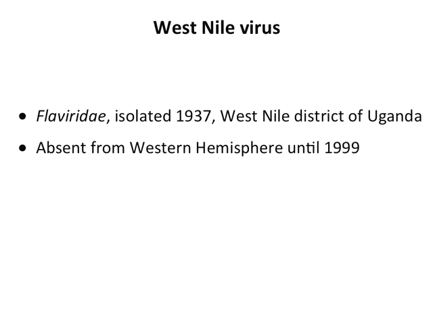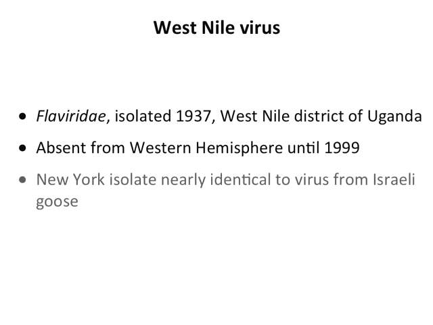1937, not present in the Western Hemisphere until 1999. And that year, it arrived in New York City. Anybody remember that? It came to New York City. It was an outbreak in Queens, and it just spread all over the U.S. Somehow it got into the U.S.